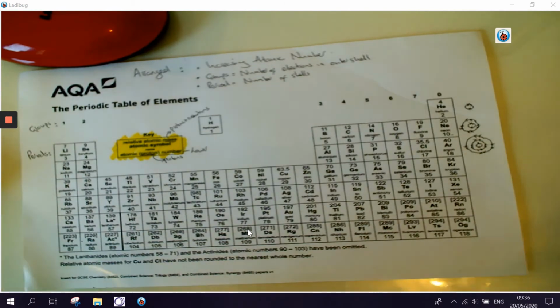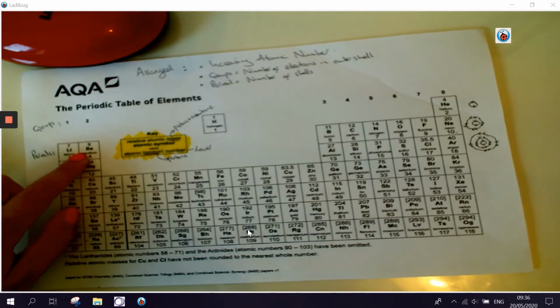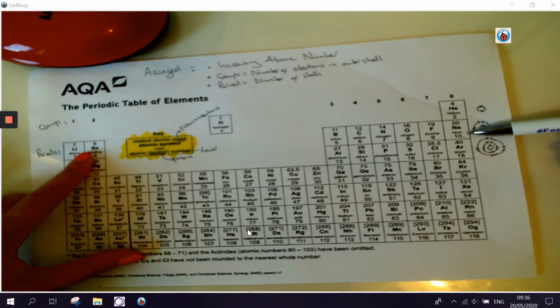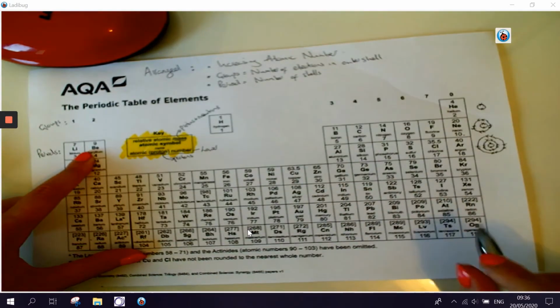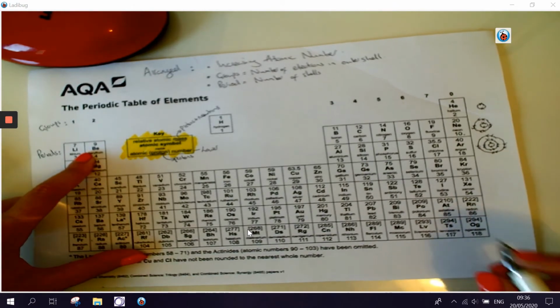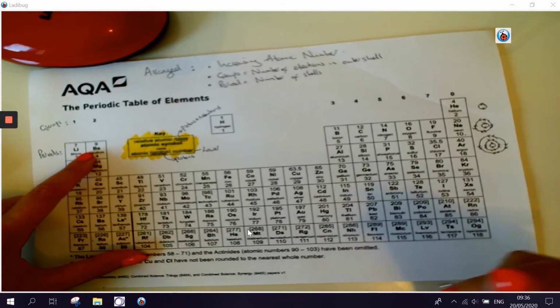If I just pick one at random now, beryllium. Beryllium is 2 rows down, so there are 2 shells, and it's in group 2. So the second shell will have 2 electrons. So beryllium would have 2 electrons, then another 2.